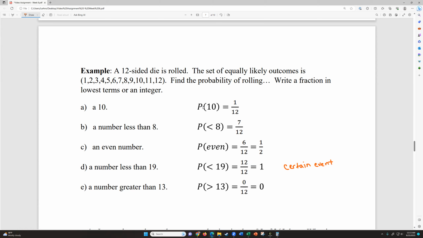This one says a number greater than 13. Well, if you have a 12-sided die, you don't have any numbers bigger than 12. So there are 0 numbers in our list out of the 12 that are bigger than 13. So that would be 0, because 0 divided by 12 is 0. We want to actually reduce that. This is what we call an impossible event.